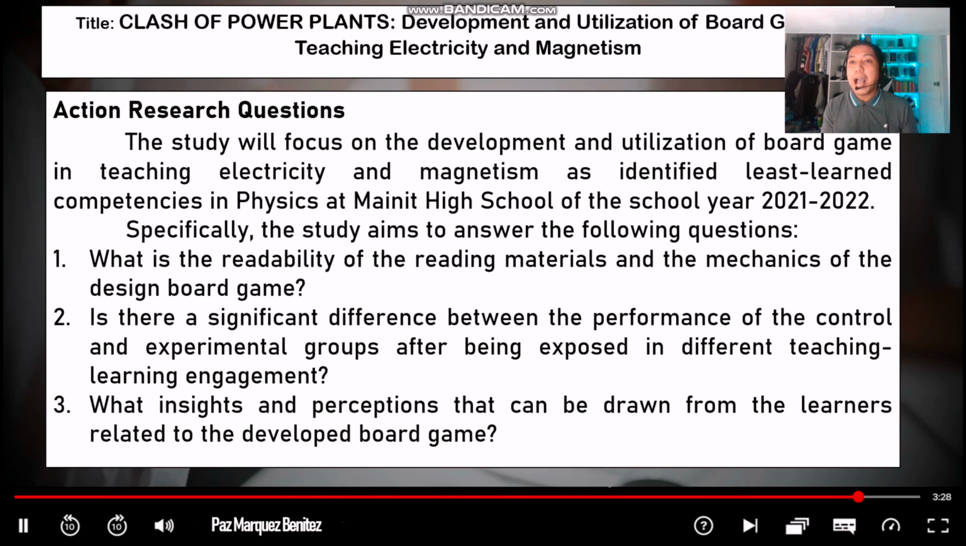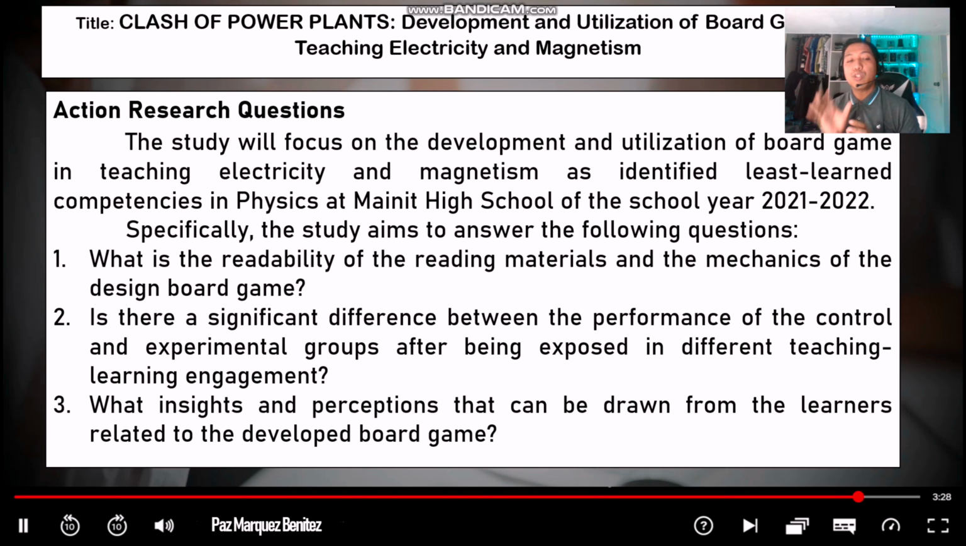After that one, my recommendation or suggestion will be question number 3. What insights and perceptions can be drawn from the learners related to the developed board game? So, ibig sabihin po, this question is very important because it shows the relevance of your second question. Okay? Ito yung question na pwede nating i-support sa question number 2.